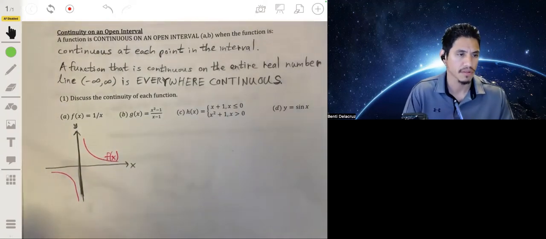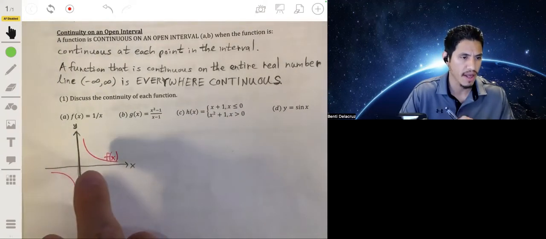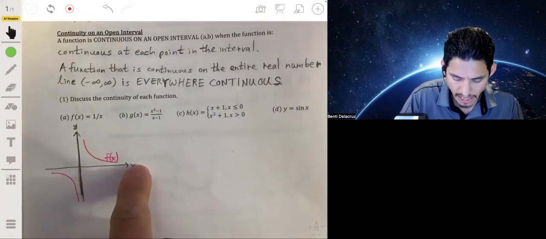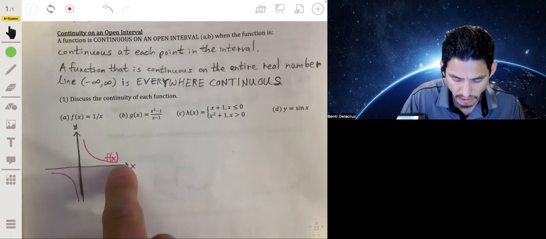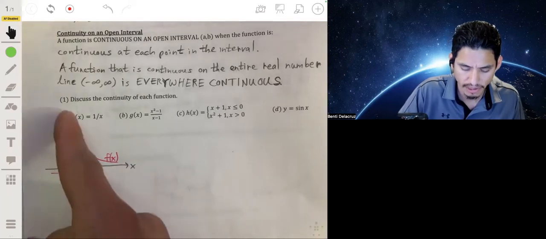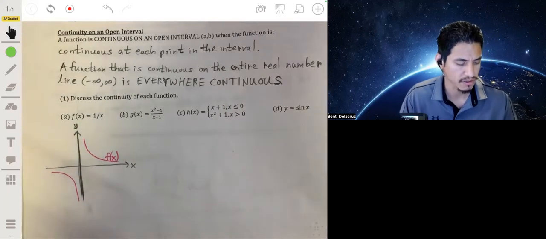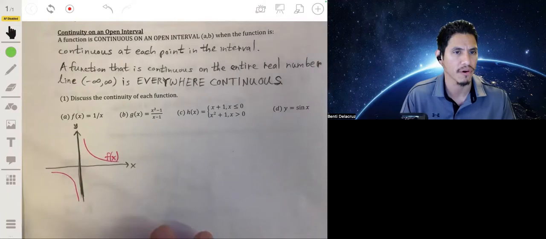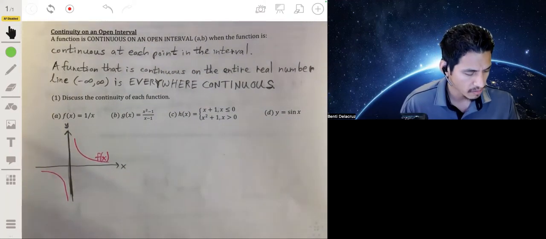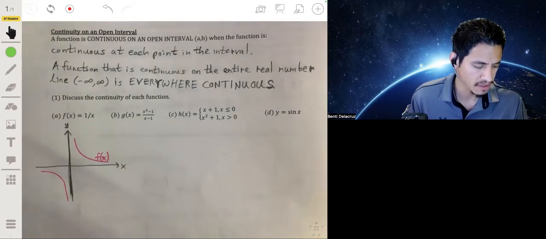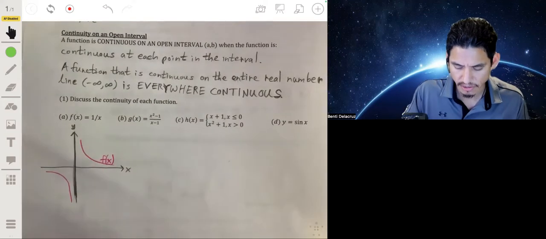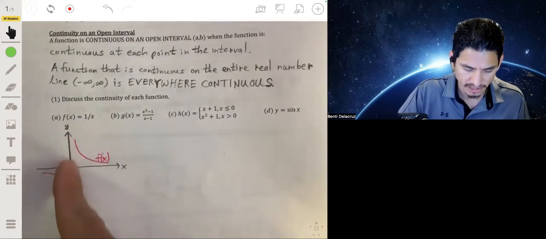Now, this function is not defined along the lines y equals 0 and x equals 0. As we learned before in pre-cal, we have two asymptotes, a vertical and a horizontal asymptote. So we have a discontinuity for this function at x equals 0.